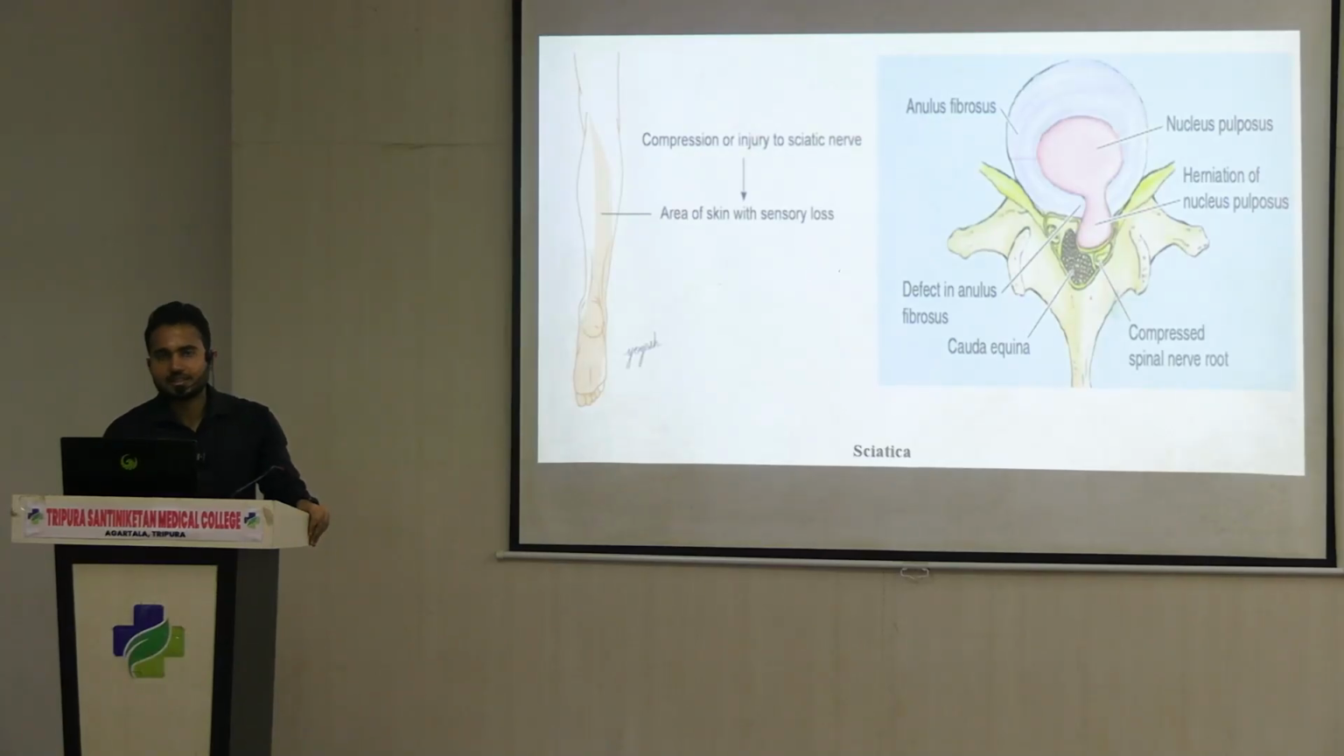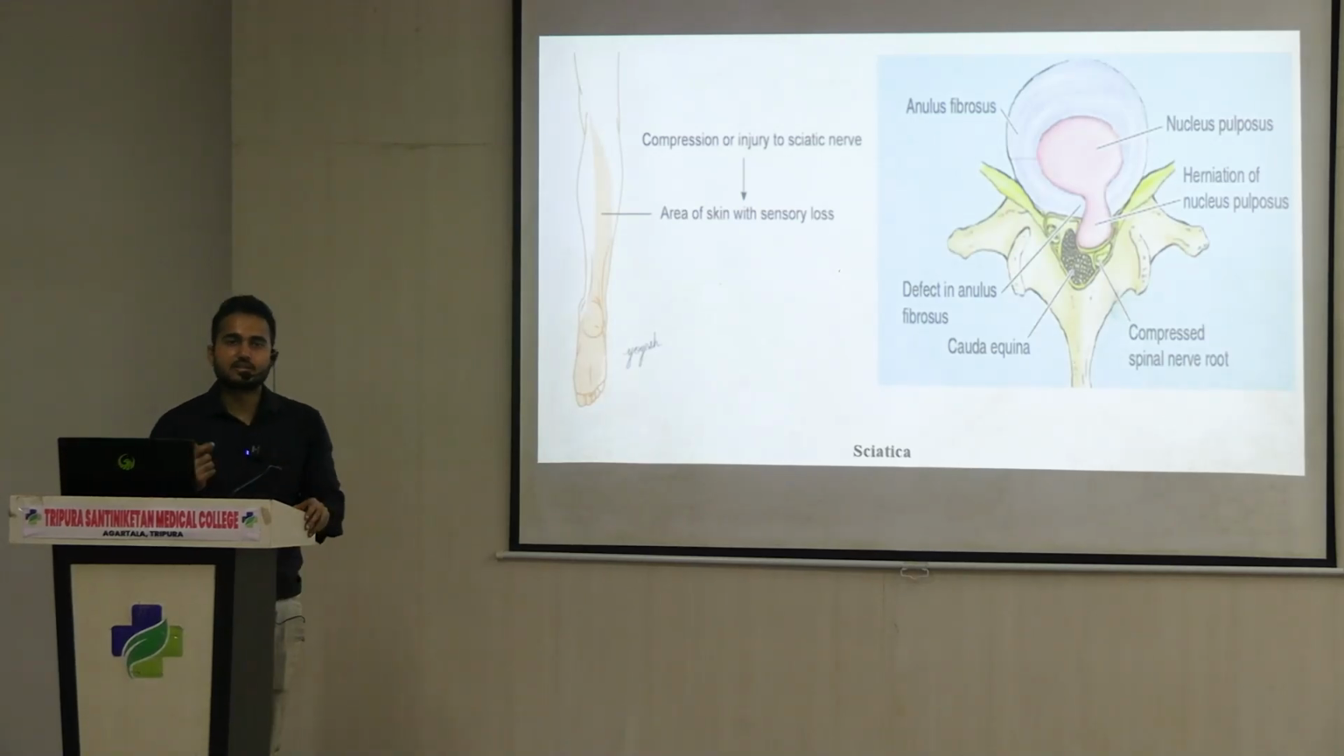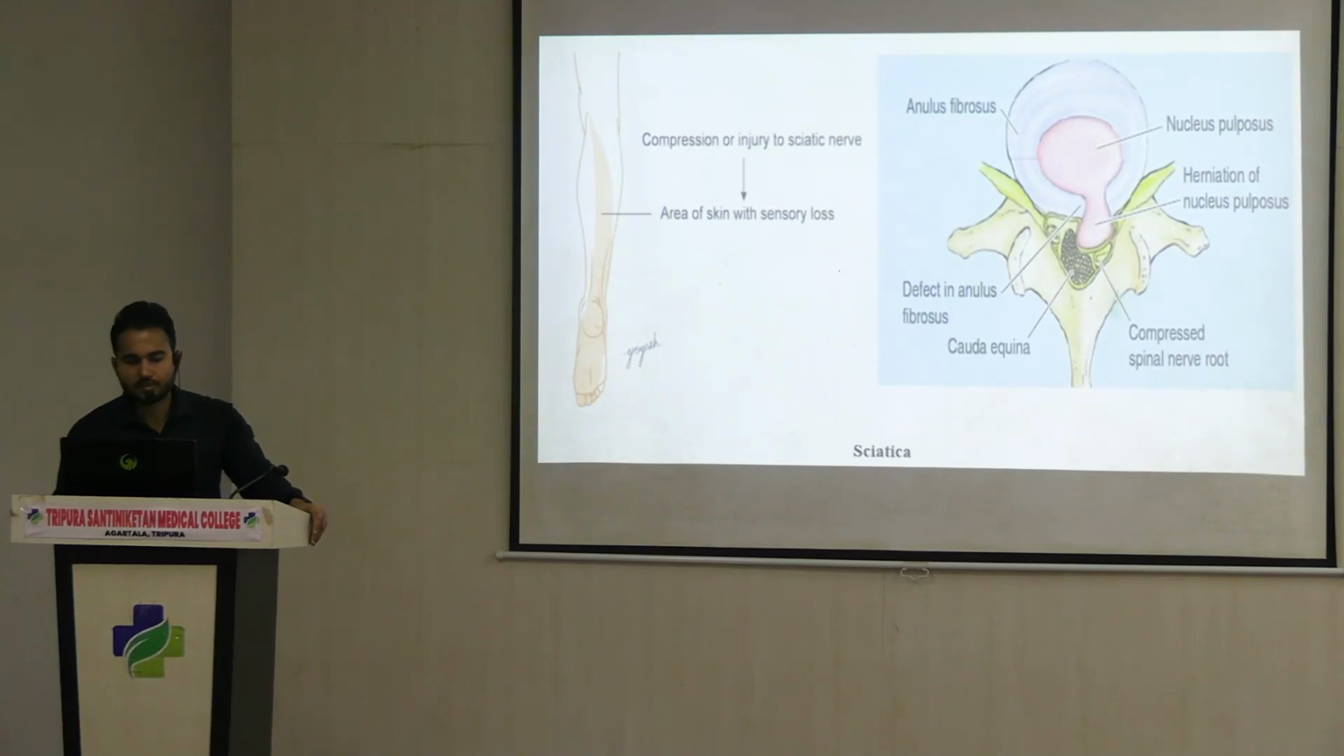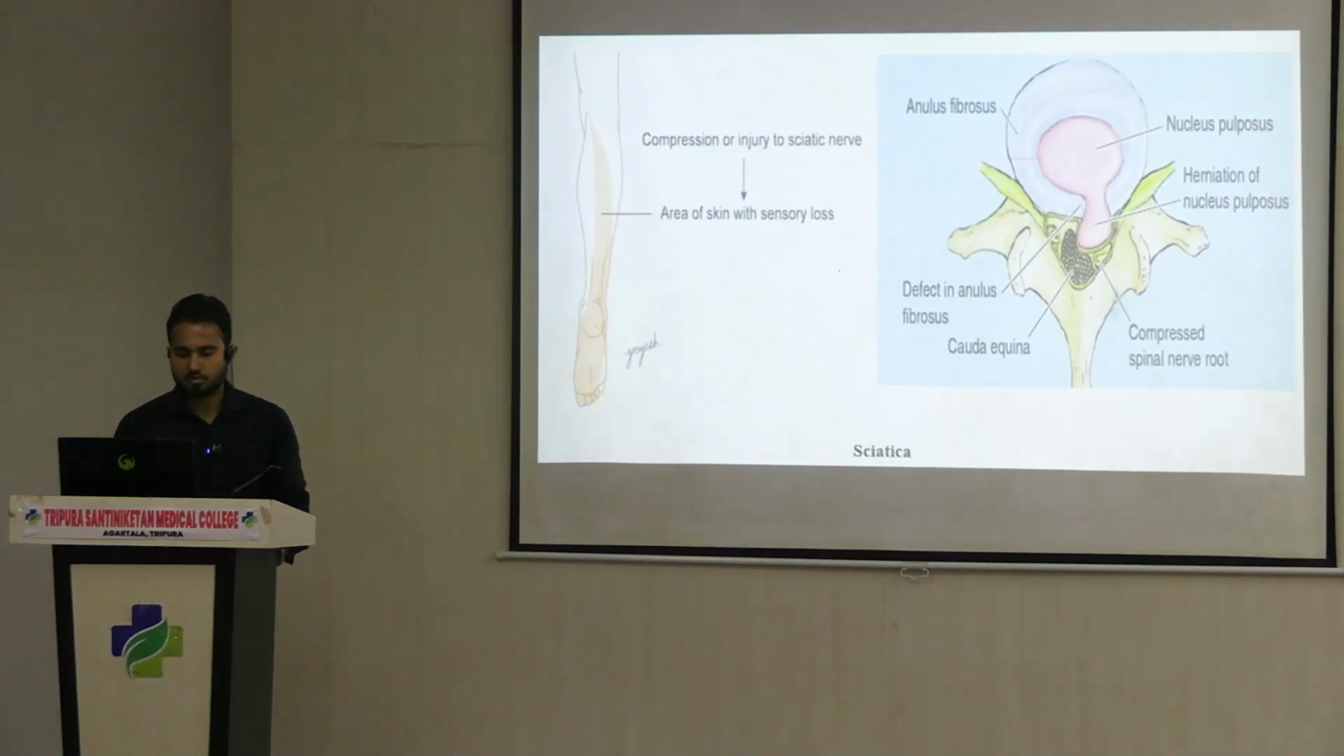And the compression takes place in which segment? It is the L4, L5 and S1 segments of the spinal cord. If in these segments nerve compression is taking place, then sciatica will be there. Now other causes are also there. For example, piriformis syndrome. Then in case of pregnancy also sciatica occurs. So these are the conditions of sciatica.